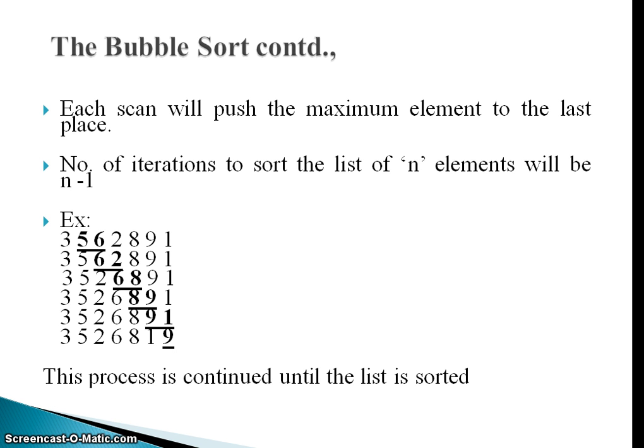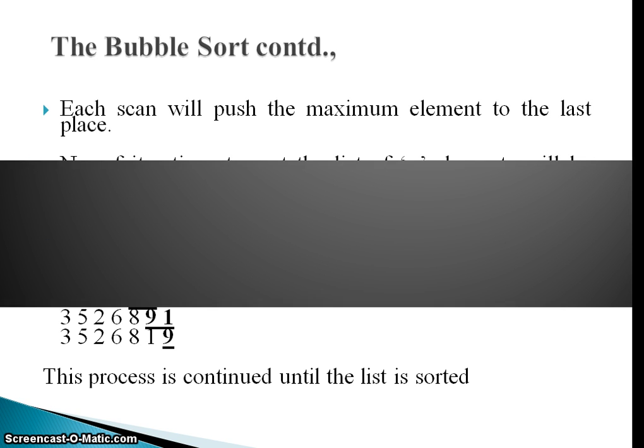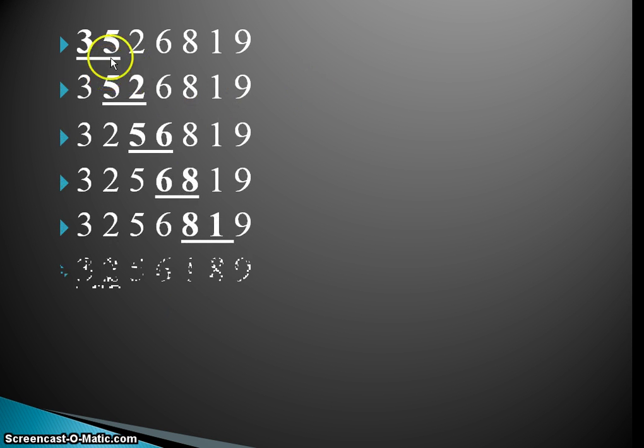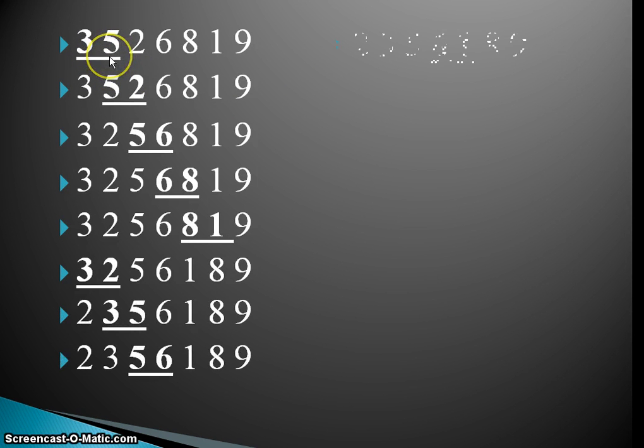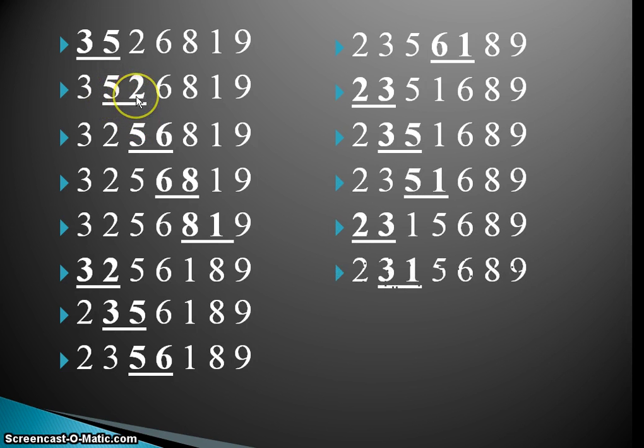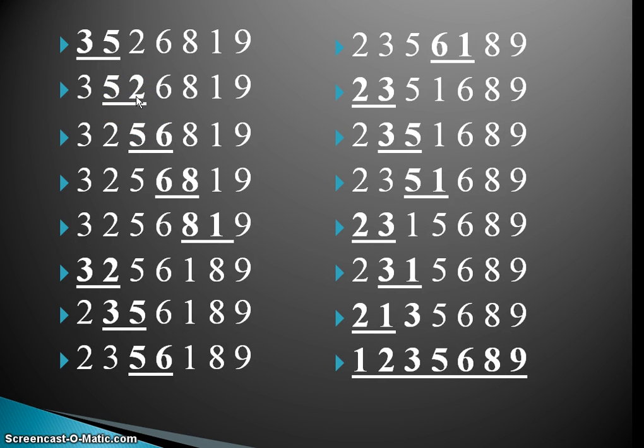So this process is continued until the list is sorted. In the second pass, you can see 3 and 5 are already in sorted order, so no swapping is required. Next two elements, 5 and 2. 2 is smaller than 5, so they will be swapped. Then 5 and 6, they are in order, no swapping required. 6 and 8, no swapping required. Next 8 and 1, since 1 is smaller than 8, 8 and 1 will be swapped. So you will get 3, 2, 5, 6, 1, 8, 9 after the second pass.